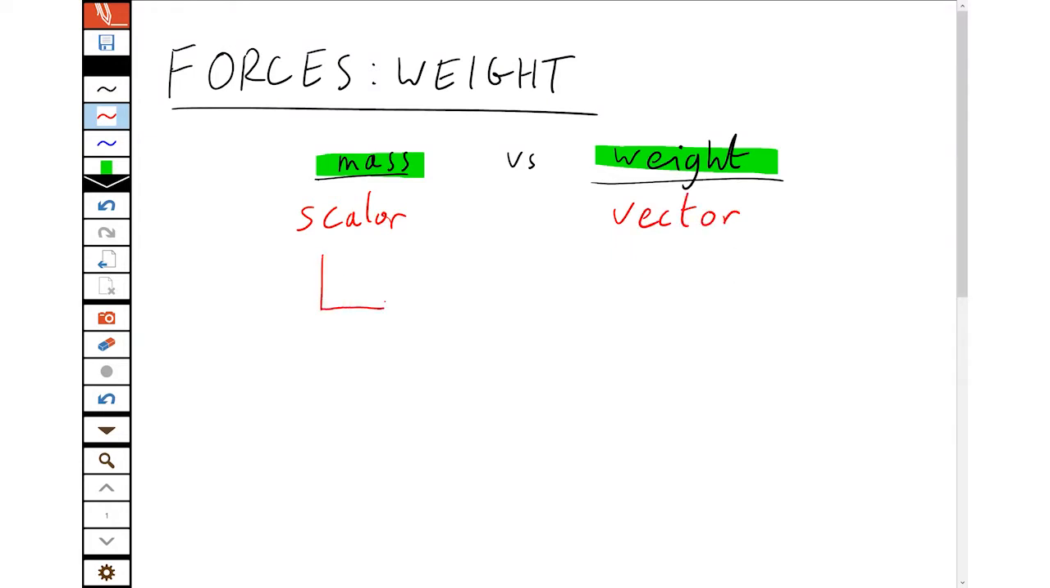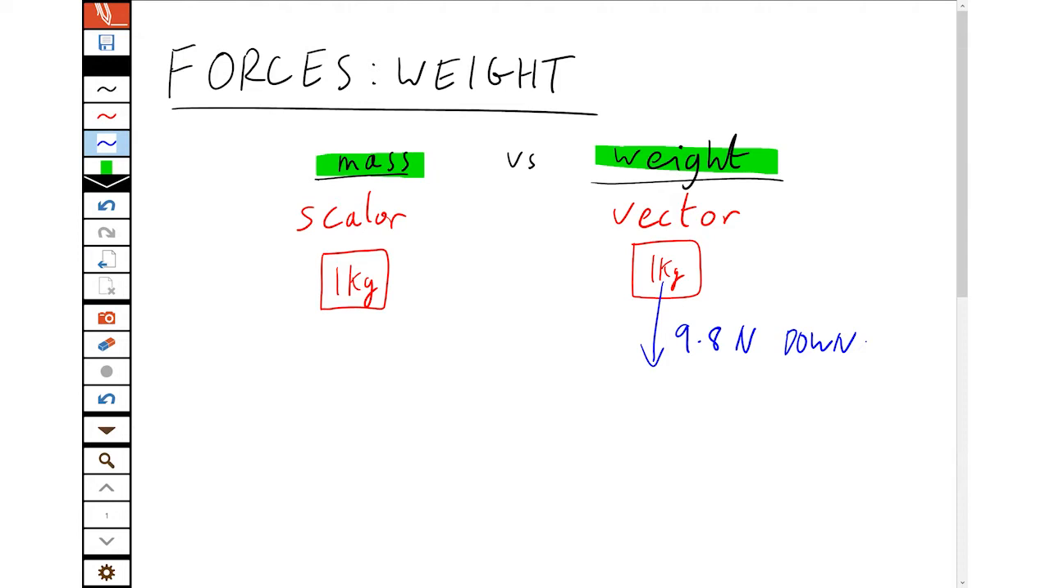Mass is a scalar. You can just have a bag of 1 kilogram sugar, and that's just a number. And anywhere in the universe, that'll be the same number. It's a property of the bag. It's got 1 kilogram. A vector, however, on Earth, that 1 kilogram of sugar will feel a force of 9.8 newtons down towards the center of the Earth. So that is a vector. That depends on a number, and that also depends on the Earth.